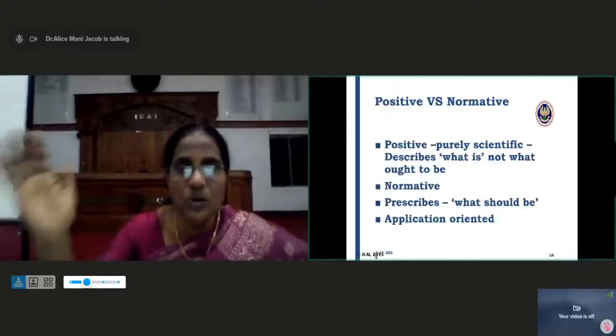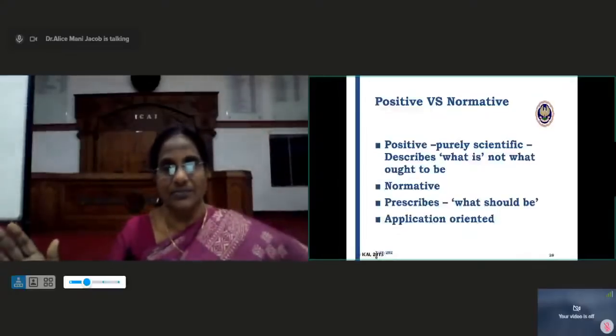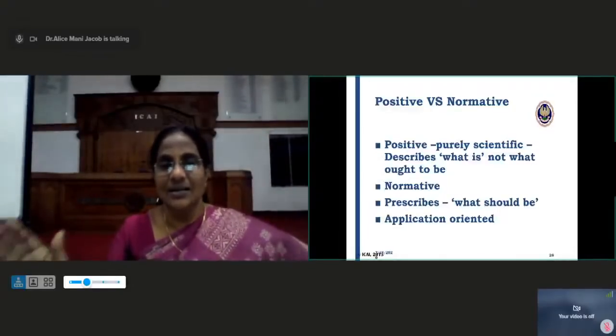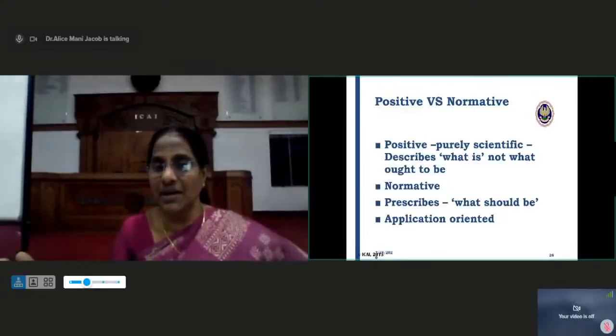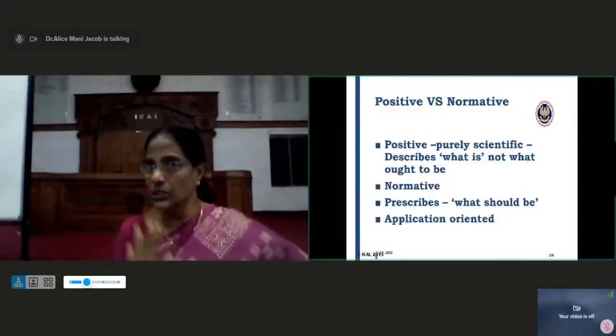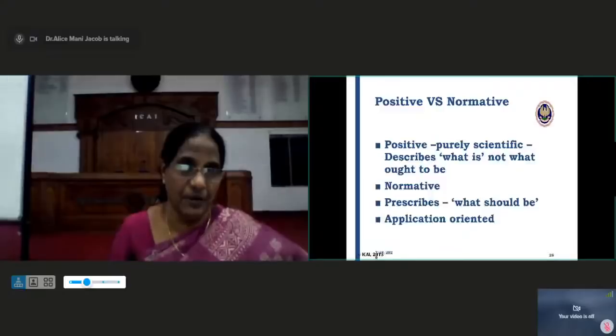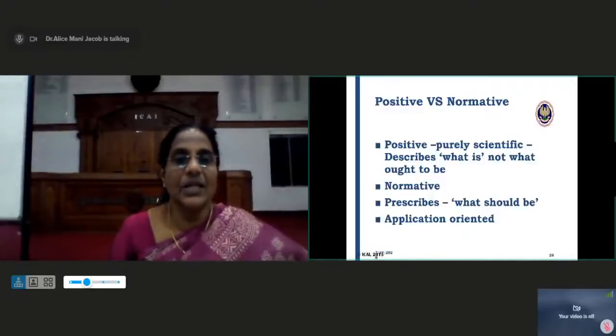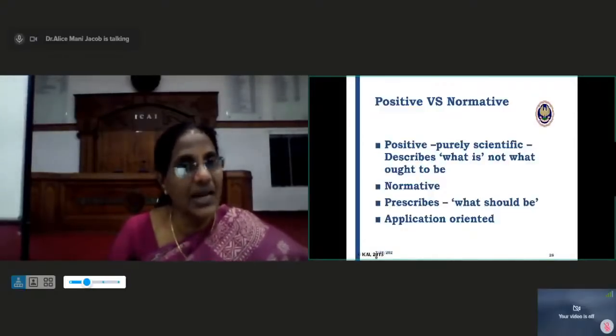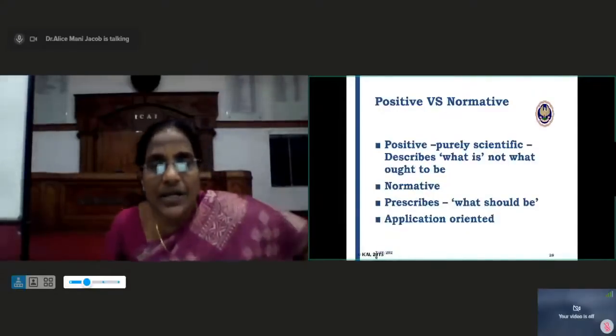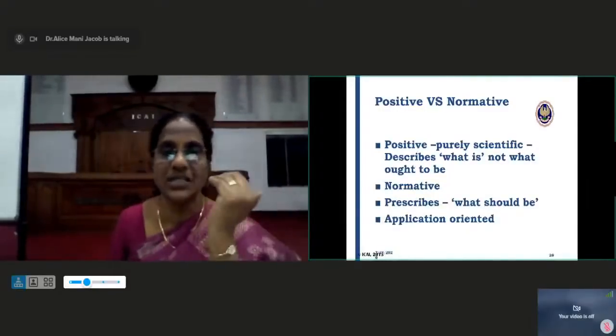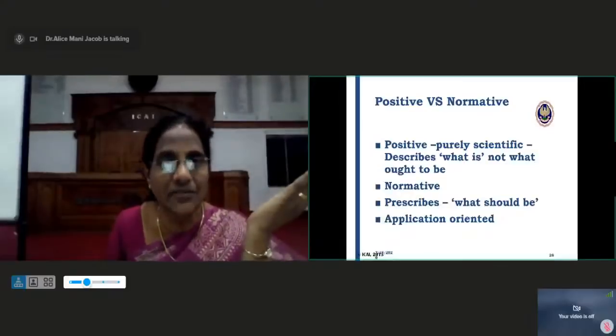Buying this gives me utility, so I buy. There is no value judgment, whether good or bad; it is purely scientific. And economics is positive in many cases. Pure economics is abstract and positive. That means it is purely scientific.